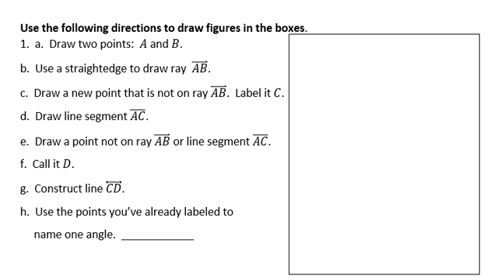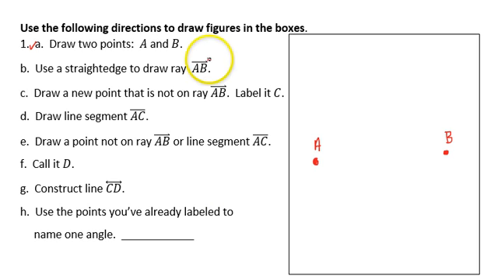The first direction says to draw 2 points and to label those points A and B. So I'm just going to draw a point, label it A, and then another point anywhere in the box and label it B. And I'll check that off. The next direction says to use a straight edge to draw ray AB.